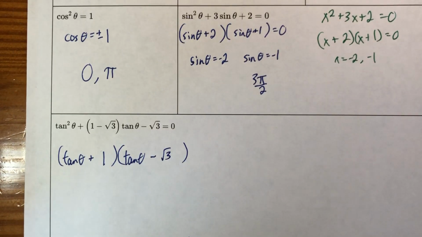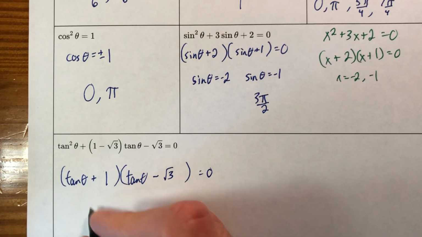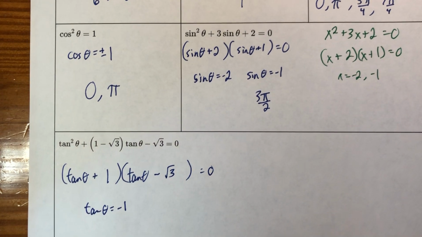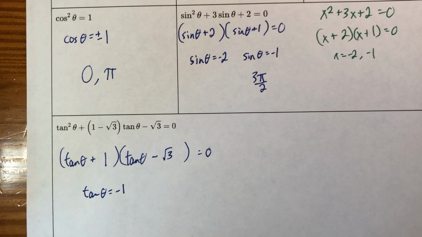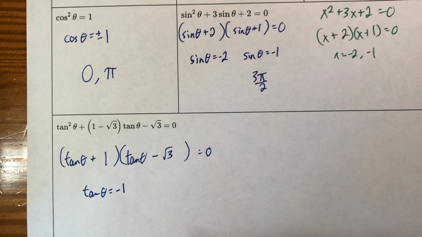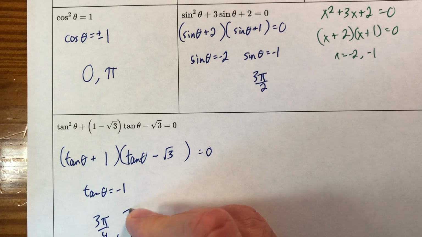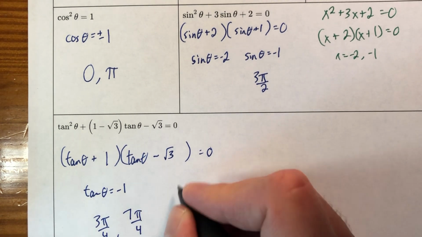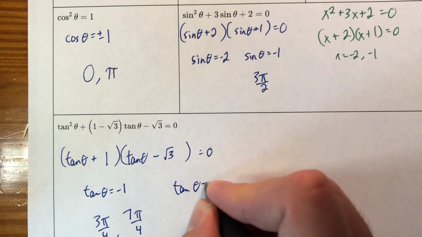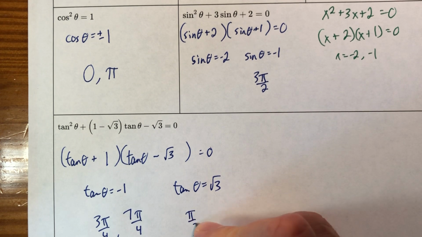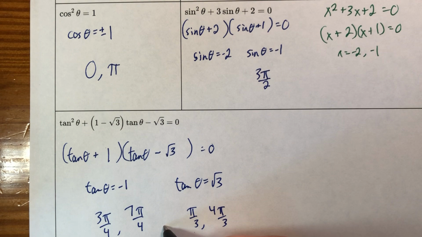So what we're going to do is set it equal to 0, set each factor equal to 0. Let's go ahead and solve some things. Tangent is equal to negative 1. Let's go for it. Tangent is negative 1 in quadrants 2 and 4, and that happens at 3 pi over 4 and at 7 pi over 4. And I'm also looking for everywhere that tangent is equal to the square root of 3. Tangent is equal to the square root of 3 at pi over 3 and at 4 pi over 3. So if we put them all in order, I'd put a comma there.